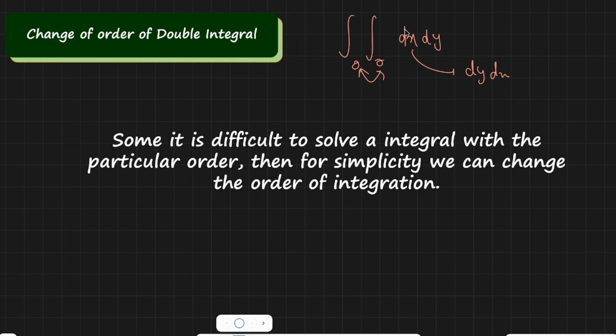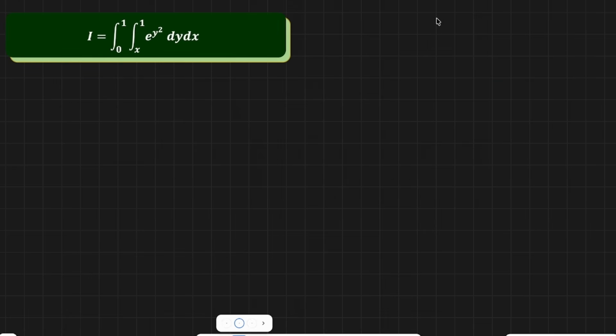In a rectangular region you can simply interchange the limits while changing dx dy, but here you can't do this. So that is the concept known as change of order of double integral, and we will see why we are using this. Now come to this question. This is one of the questions which I will solve here, and I will also explain the need of this double integral.